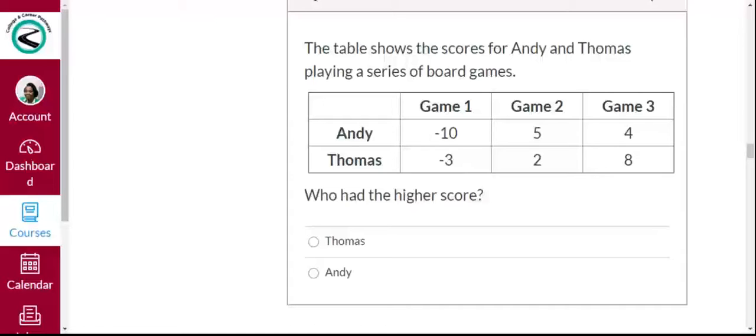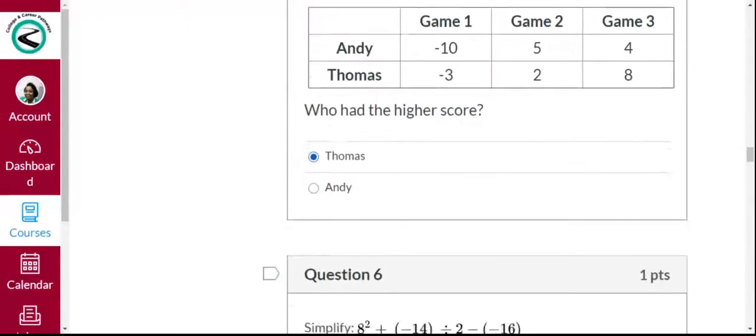And then Thomas had a negative 3 and then a 2 and an 8. So when I add the 2 and 8, I get 10. 10 and 3. When I subtract it, I get 7. And that 7 is positive. So it looks to me like Thomas is the winner. So I would put Thomas because he's got the higher score when you take the positives and negatives into account.